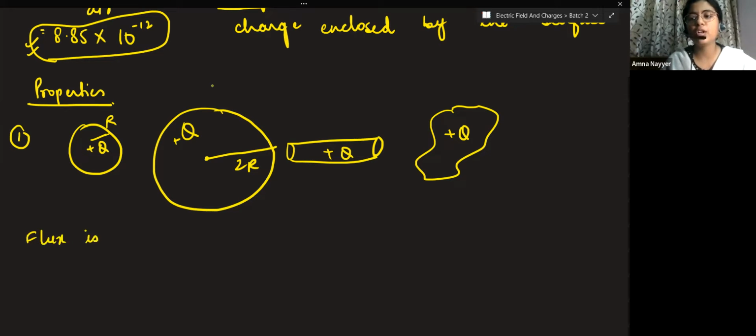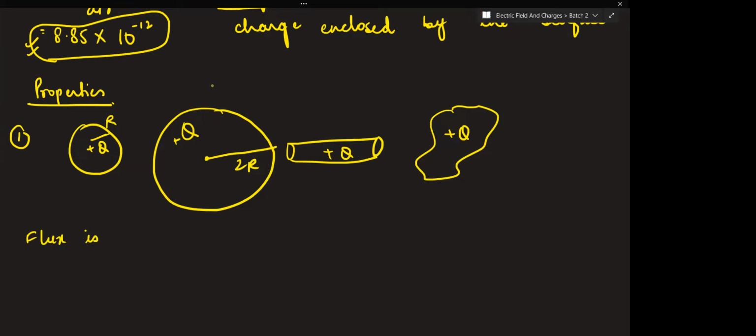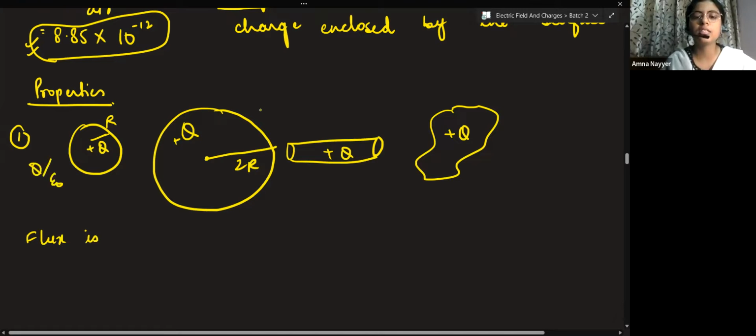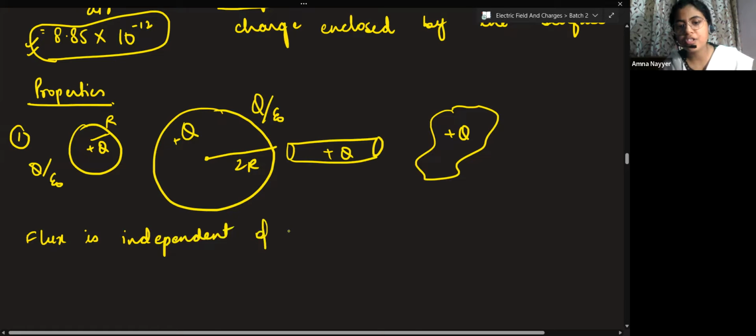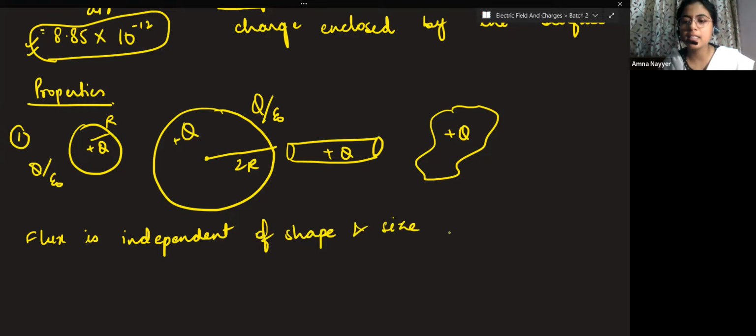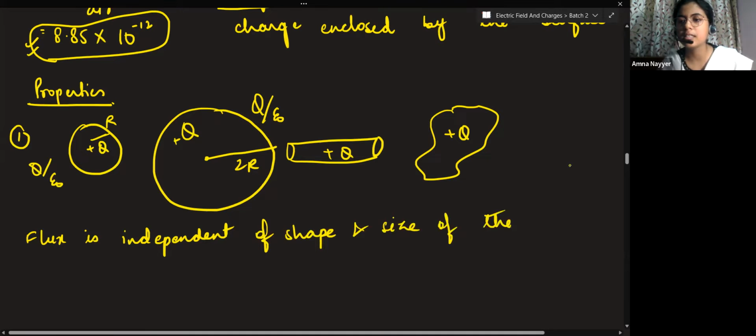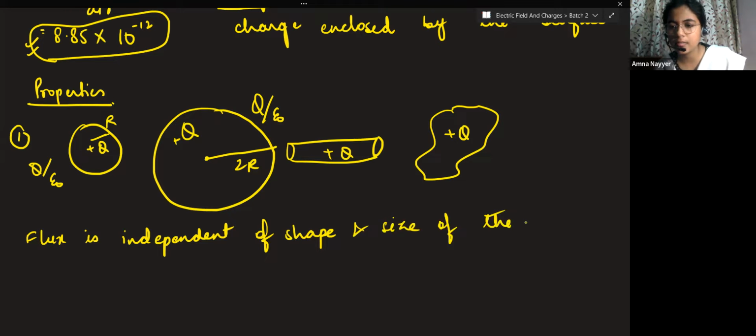Will the flux be different or same? Same. It will be same, no? It will be q by epsilon naught for this, for this, for this as well. So this shows that flux is independent of shape and size. Whatever is the shape and size of the surface, flux is not concerned with it.